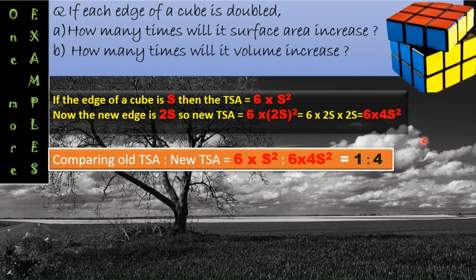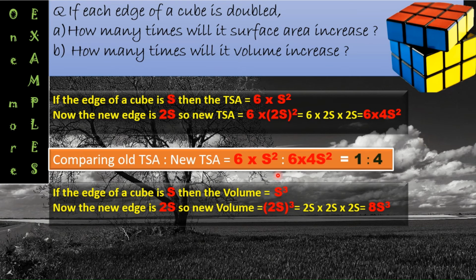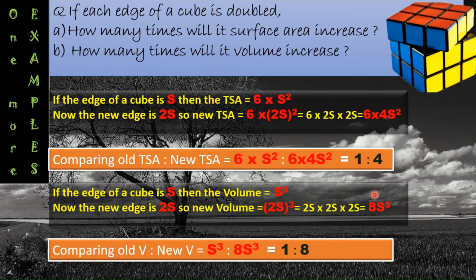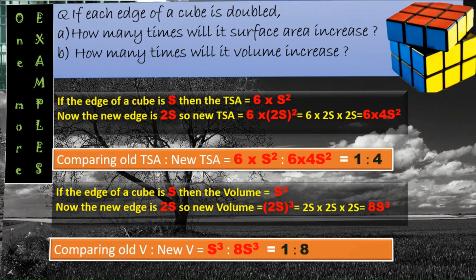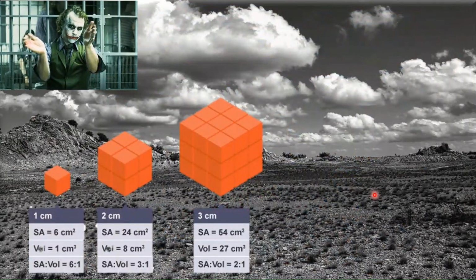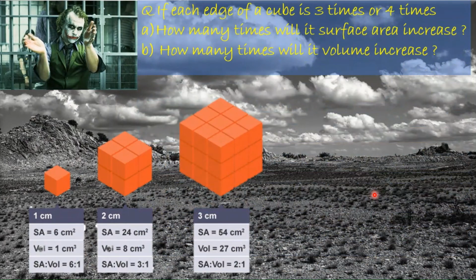Will you try for the volume? Okay. Yes. In the same method, when the side was S, the volume was S cube. When the side was 2S, the new volume became cube of 2S. That means 2S into 2S into 2S, which is equal to 8S cube. Now, just compare S cube and 8S cube. Yes, wonderful. The ratio is 1:8.